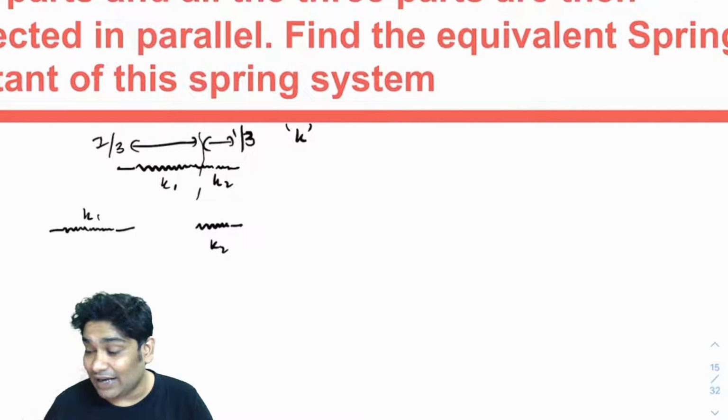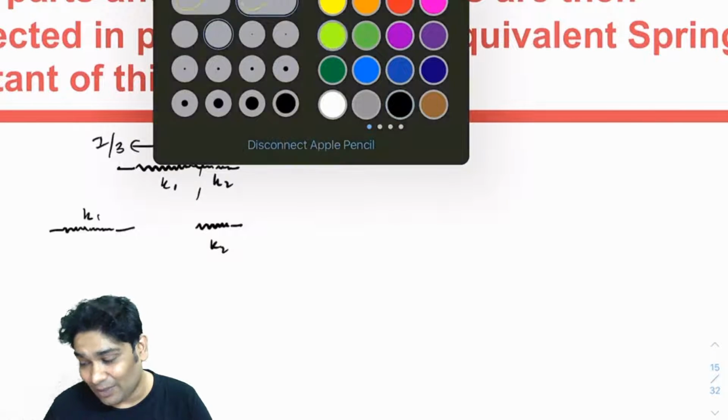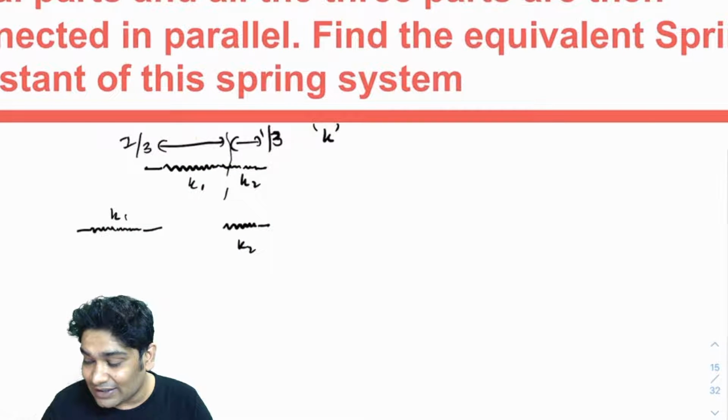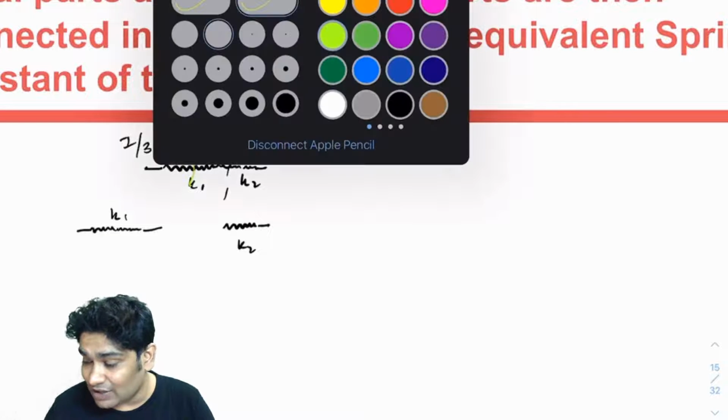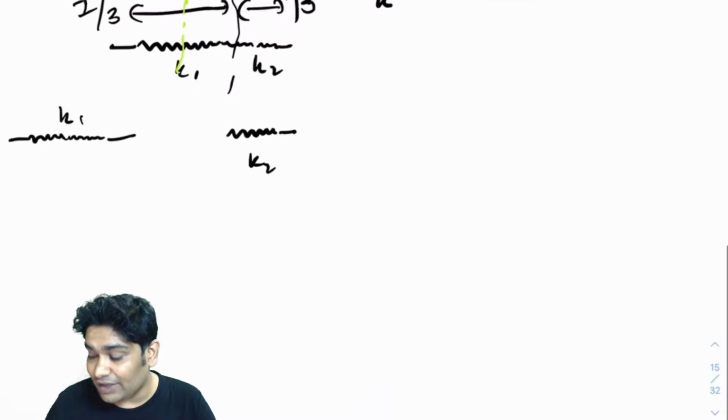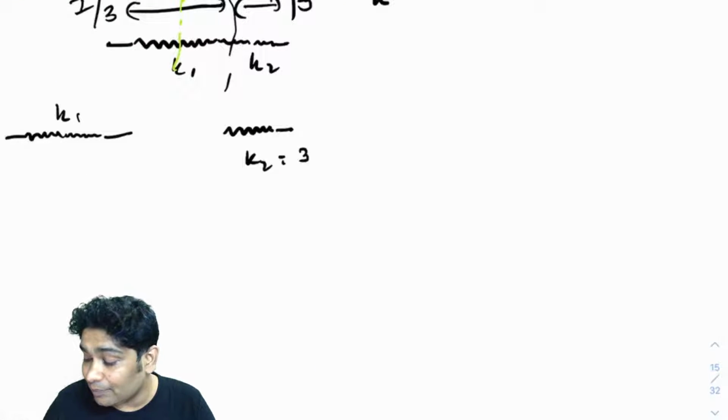You can consider that I cut this first into 3 equal parts. So let's imagine I cut this into 3 equal parts first. Now each part should have a spring constant 3K. So that gives me the answer for K2 straight away, that K2 would be 3K.